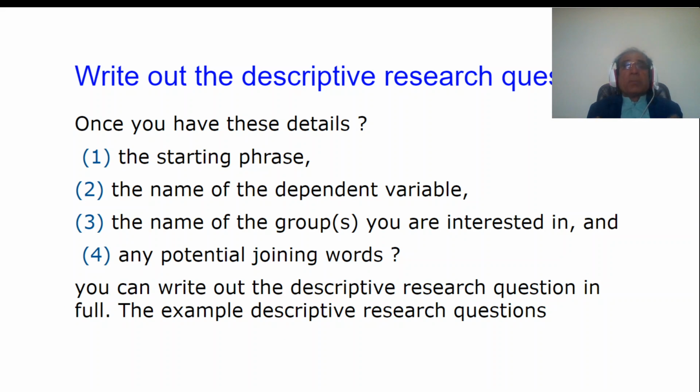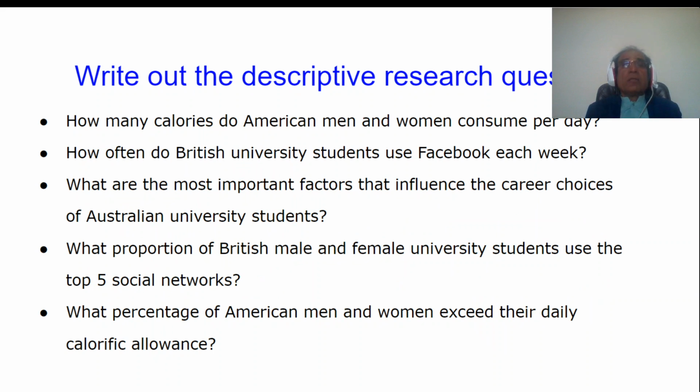Write out the descriptive research question. Once you have these details, you must be familiar with the starting phrase, the name of the dependent variable, the name of the group you are interested in, and the potential joining word. After this, you will be able to write the research question that you need, right? Or the description.